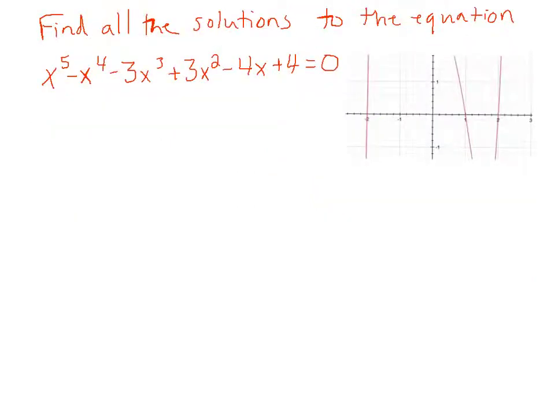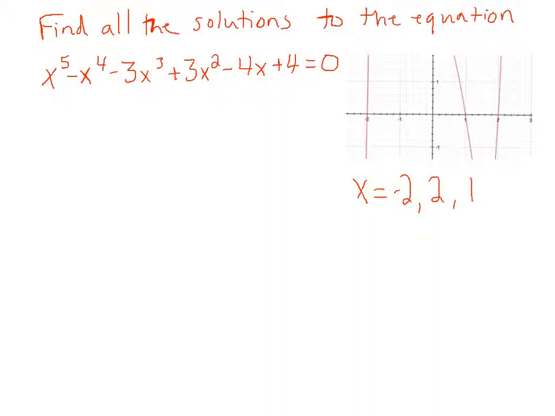Okay, here's our first example, and we want to find all the solutions to the equation x to the 5th minus x to the 4th minus 3x cubed plus 3x squared minus 4x plus 4 is equal to 0. Now, notice I've done the first step already, which is to graph the equation. One thing that you can get from the graph are the rational real zeros pretty quickly. This has 3 x-intercepts, at negative 2, 1, and positive 2. Those are my 3 rational roots: negative 2, positive 2, and positive 1.